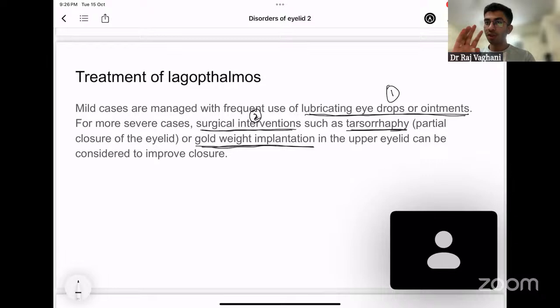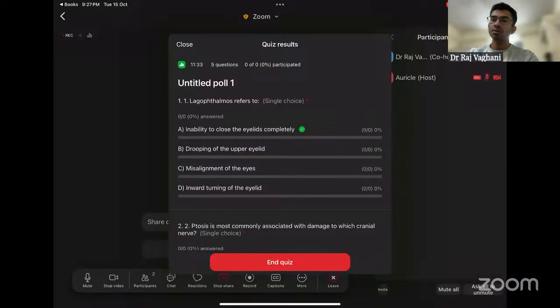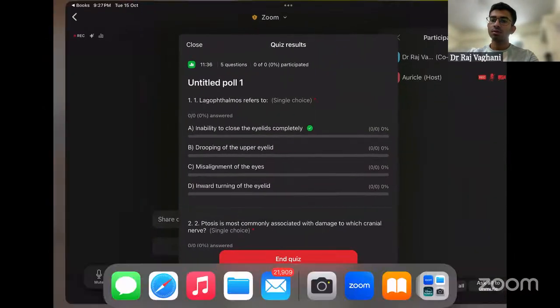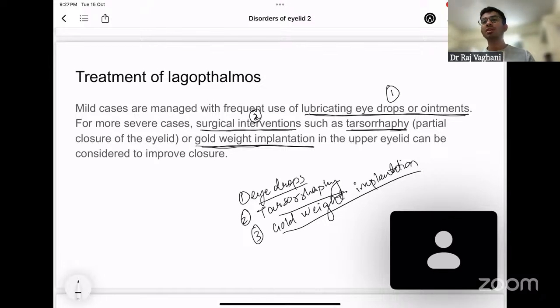Okay. So we have discussed three things. What are the three things? We have discussed lubricating eye drops. We have discussed tarsorrhaphy. We have discussed gold weight implantation. So these are the three treatment options that you have to remember. Okay, so these are three treatment options for lagophthalmos.